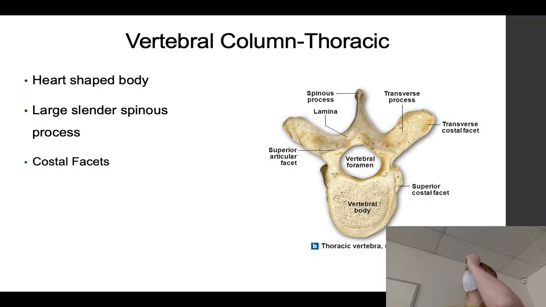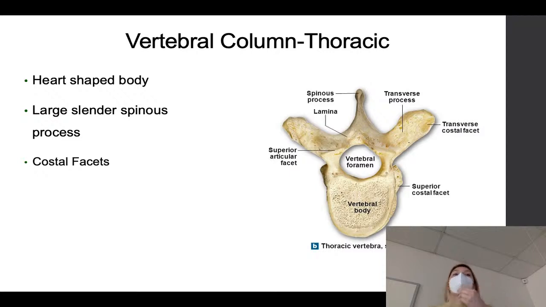So the cervical vertebra look like frogs. The thoracic vertebra look like giraffes, in my opinion. So what makes the thoracic vertebra unique is they have a heart-shaped body. So you can see their vertebral body is going to be more of a heart shape. They're also going to be generally kind of more slender looking. So you can see it looks a lot more kind of skinny and long.